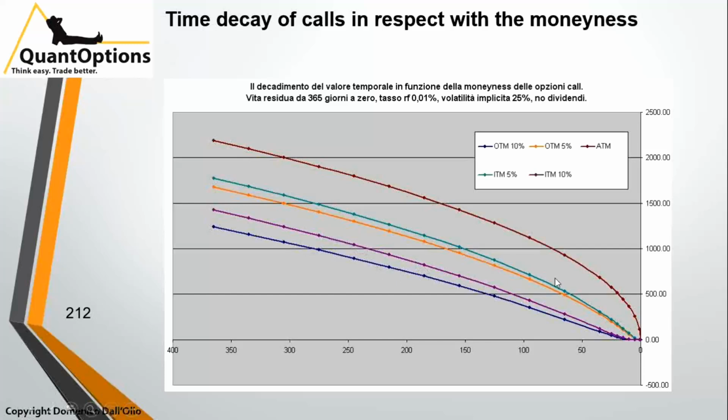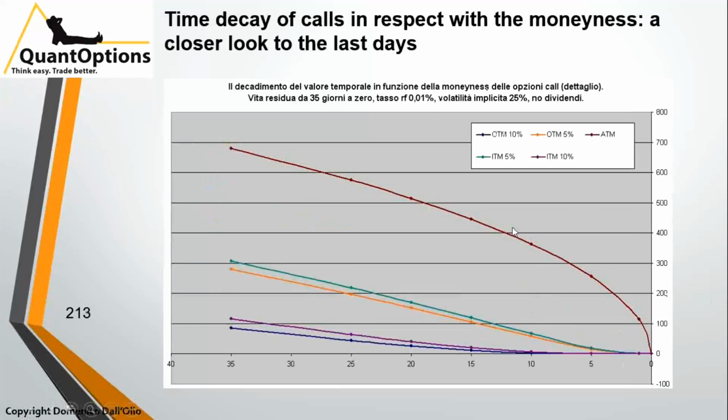So, according to this chart, it seems that more or less all the options reflect the passage of time in the same way. But in order to inspect the differences between the effects of the moneyness on the time decay of a call option, we have to focus on the very last days. And it's what is done in the next slide. Here we have the time decay in function of the moneyness of a call option, residual life from 35 days to 0, risk-free interest rate 0.01%, implied volatility 25%, no dividends.